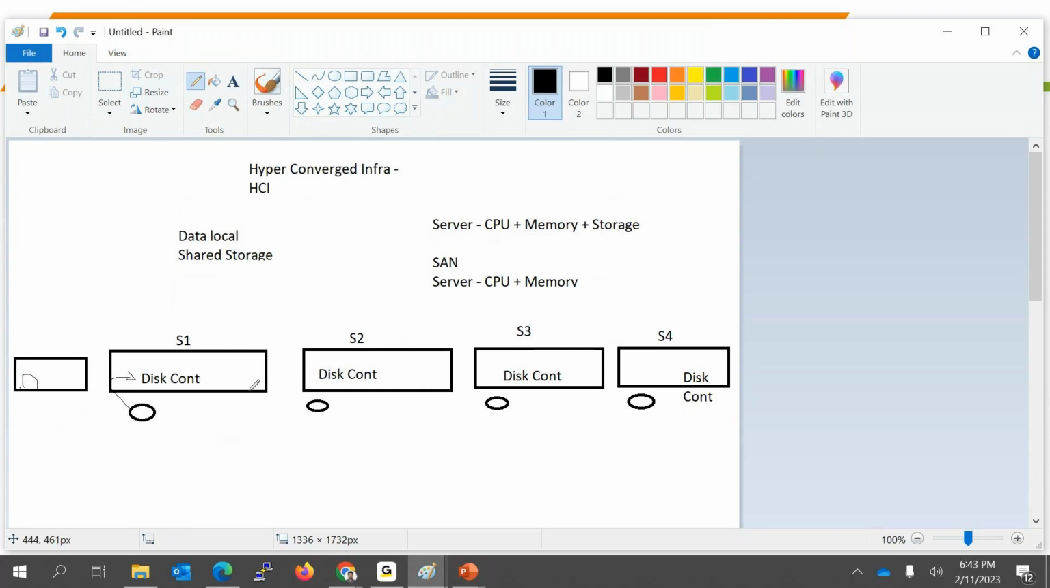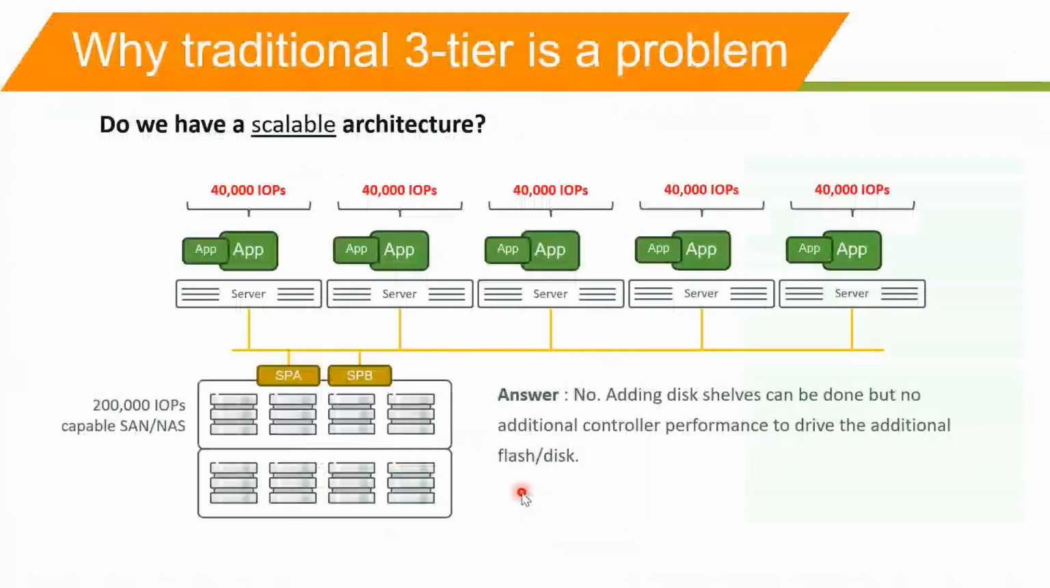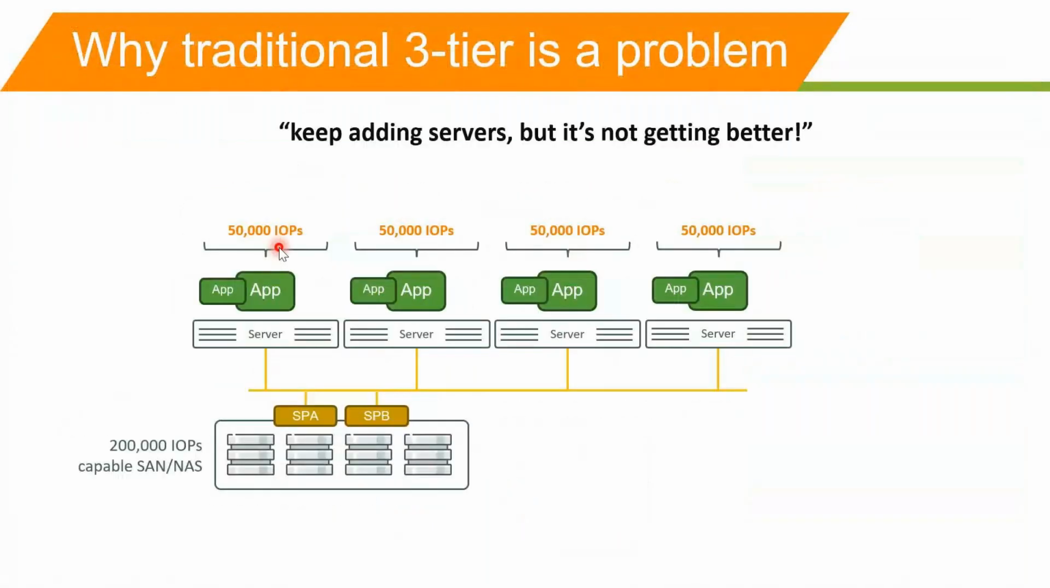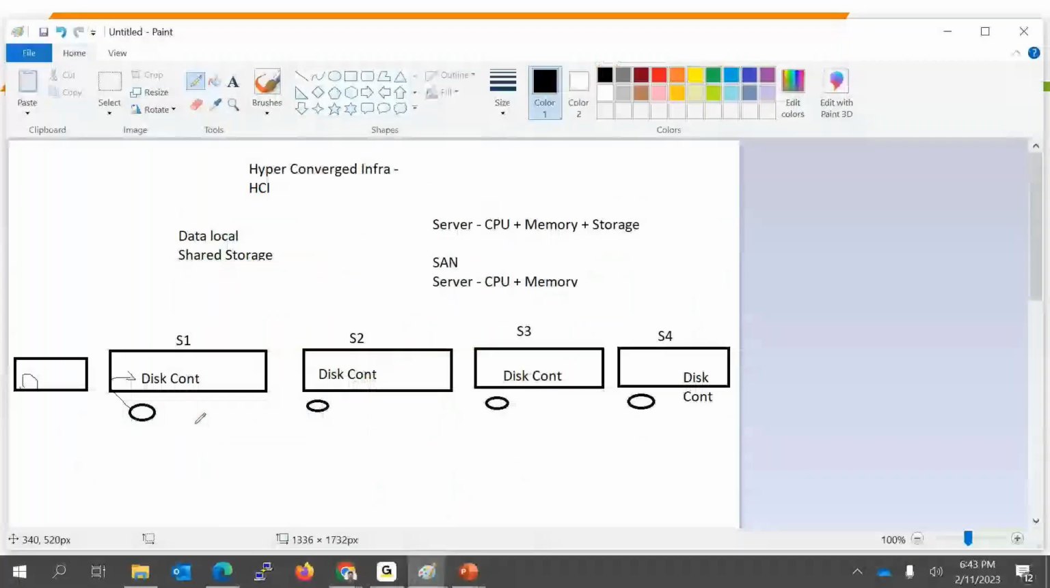So if you again compare this with the earlier example, here every controller offers 1 lakh, so with 2 controllers I get 2 lakhs IOPS. If you compare that with here, consider this controller offers 1 lakh IOPS. So I have 4 servers.